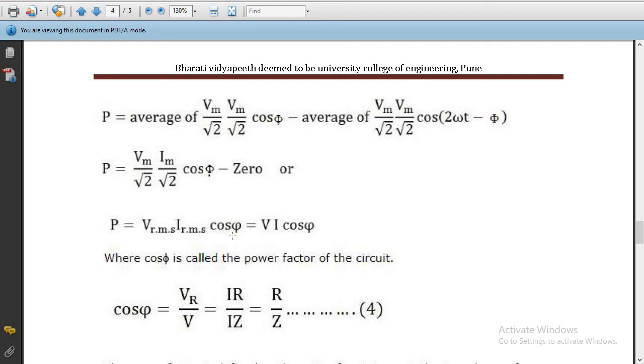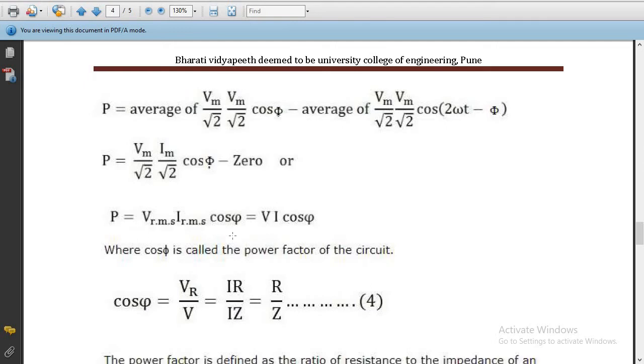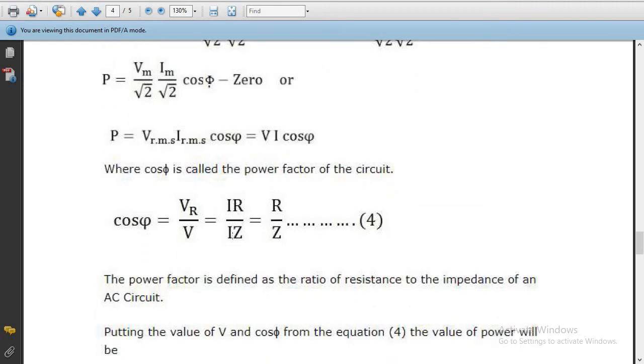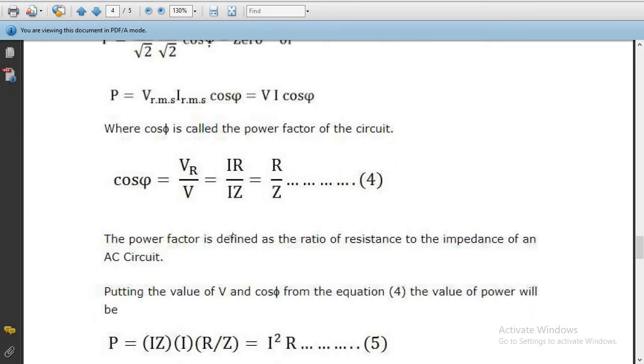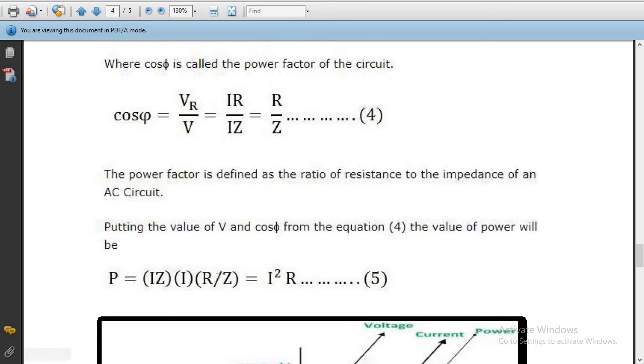So one way is to find power as the product of the RMS value of voltage multiplied by the RMS value of current multiplied by cos phi. Another way is to find it as I square R, since cos phi can be found as R by Z, as I said from the impedance triangle, if you remember. So you can find power as I square R, or as well as VI cos phi.